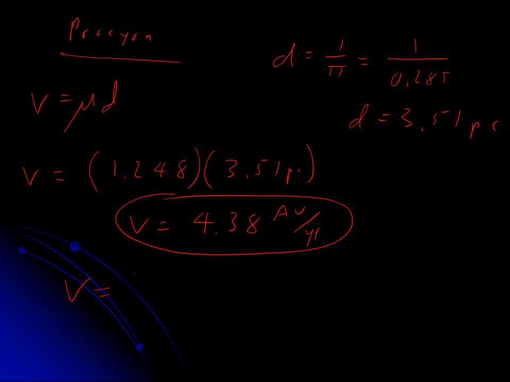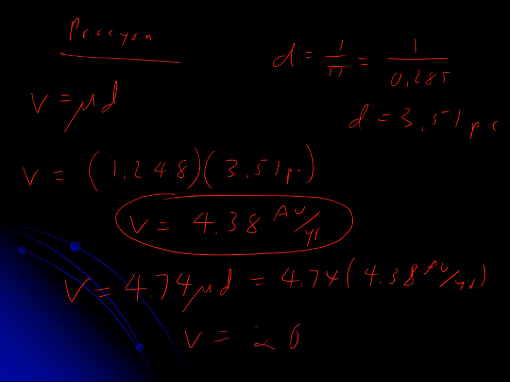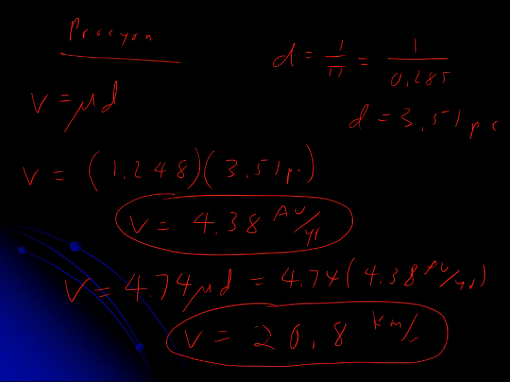Well, the velocity, if I want to multiply 4.74 times mu d, now mu d is 4.38 AU per year. We just figured that out. So that means the velocity is going to be 20.8 kilometers per second. So that means that star is moving side to side almost 21 kilometers every second. Okay, in later lectures, we'll figure out how to figure out how fast it's coming towards us or away from us. But this is the basic way that you would calculate the tangential velocity.